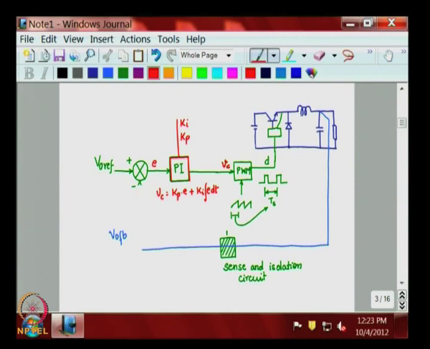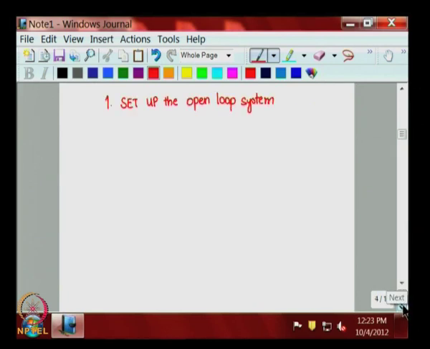Now, set up this open loop system, and then next put limiters across the integrator.